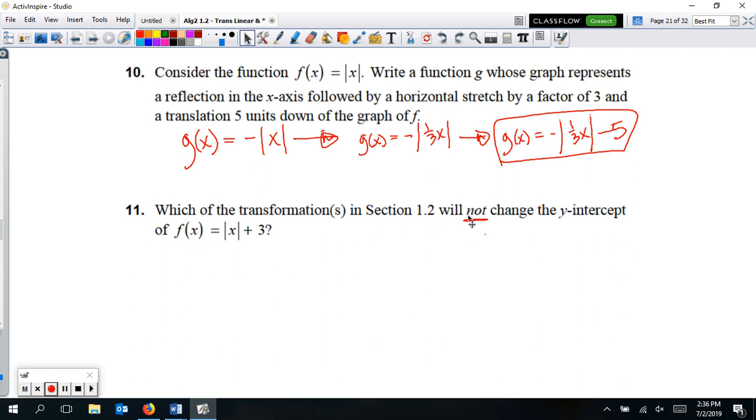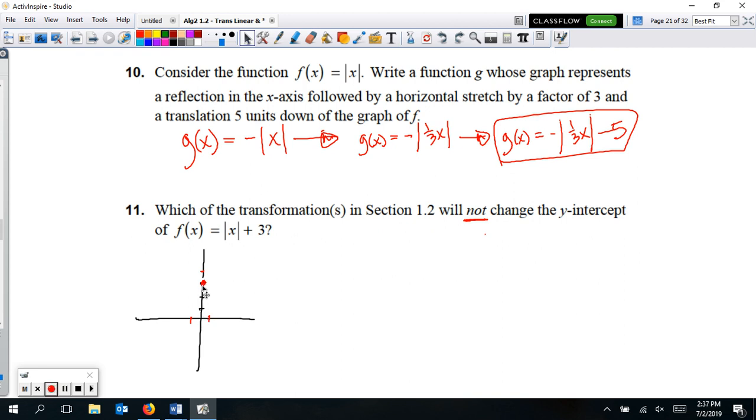Number 11 just says which of the transformations in this section will not, carefully there, will not change the y-intercept. So it will not change the y-intercept of the graph of this. Now we might want to look at the graph of this, absolute value of x plus 3. So it's an absolute value function. We can go ahead and draw a coordinate plane down here, a little x-axis, y-axis. Where would be the vertex, the starting point of this graph? It's always the h and k. Well, if it's just the absolute value of x there, it means there is no h, which means h would be 0 in this case, and k would be 3, so 0, 3 would be our starting point right here. So 0, 3 right on the y-axis.